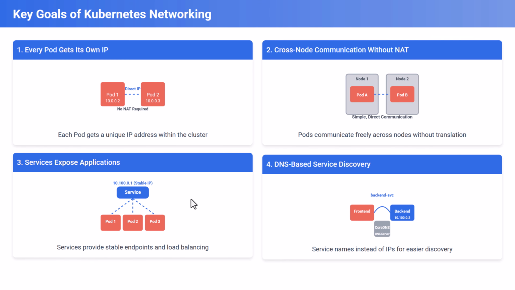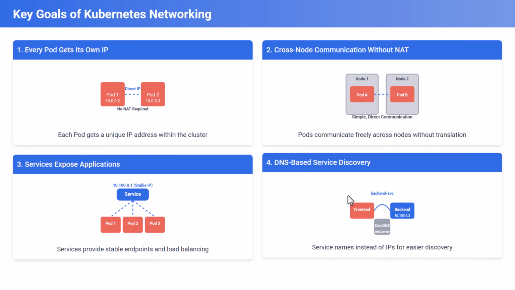Next, services expose your application. Kubernetes services give your app a stable endpoint for both internal and external access, and they also handle load balancing out of the box. Next, DNS-based service discovery. Pods don't need to remember IPs. They use the service names, making the system easier to scale, debug, and maintain. These 4 goals are the foundation of Kubernetes networking, helping your apps connect reliably, securely, and automatically.